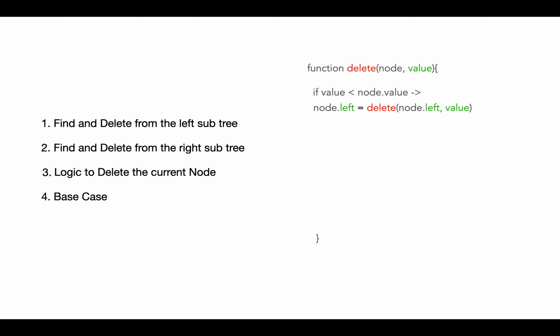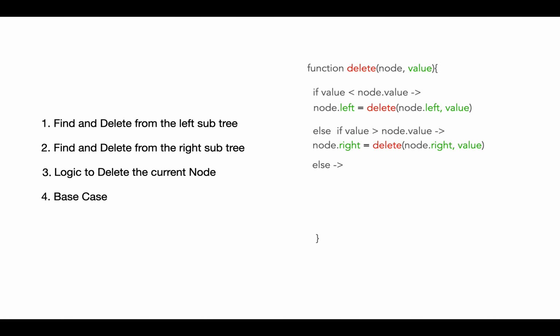If the value is greater than the current node's value, then it will be present at the right of the current node. So we recurse in right. Otherwise, the node's value is equal to the value we are searching for in the tree. So we are at the correct node, and this current node is the one that we want to delete.